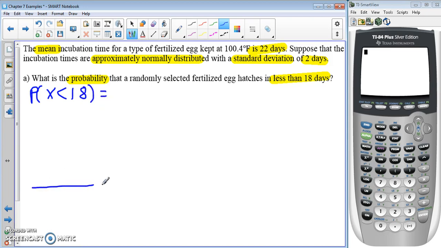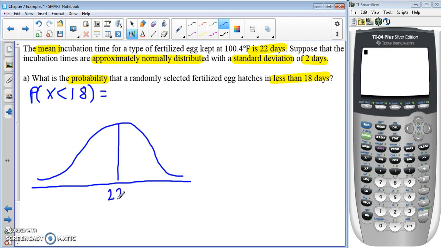So we're going to draw our picture here, our curve. And our mean here is 22. The standard deviation's 2, so this would be 20 and 18 and 16, since we have a nice 18 days here. So we want to know the probability that it hatches in less than 18 days.